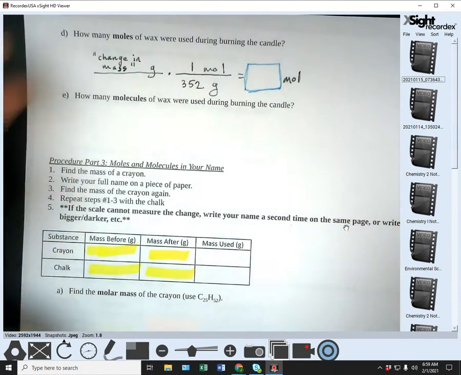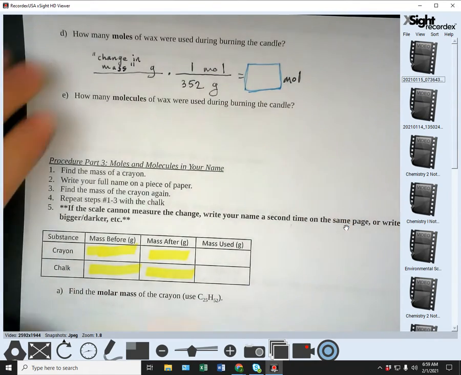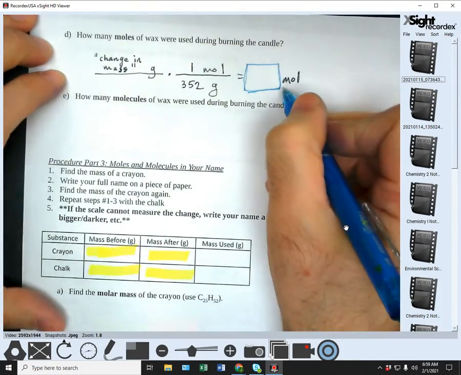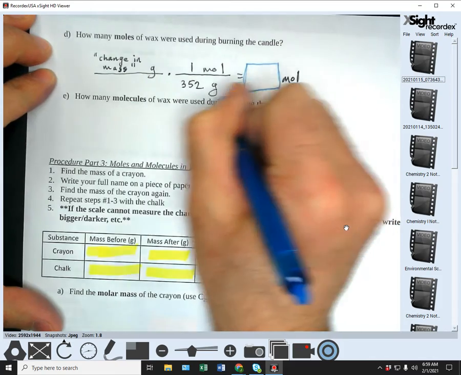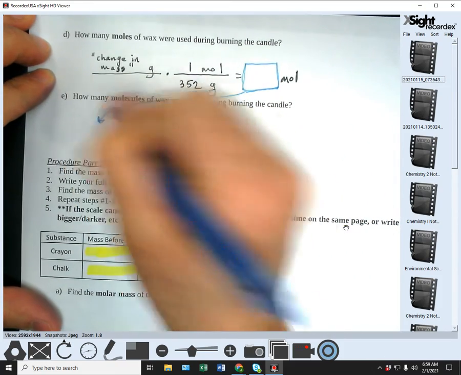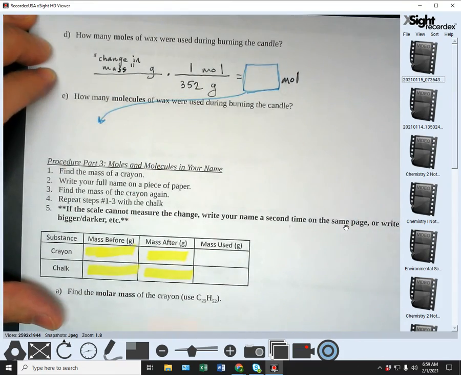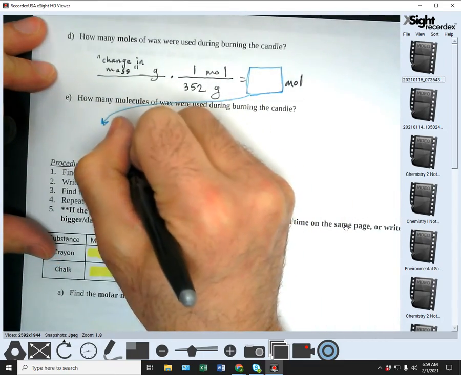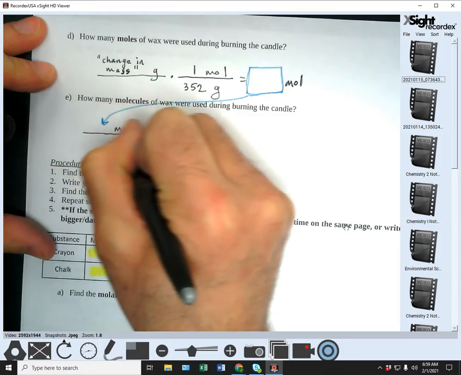Moles. There we go. Okay. Sorry. You take your answer from part D, the number of moles, and you plug that in down here. So you're going to start with the moles from D.